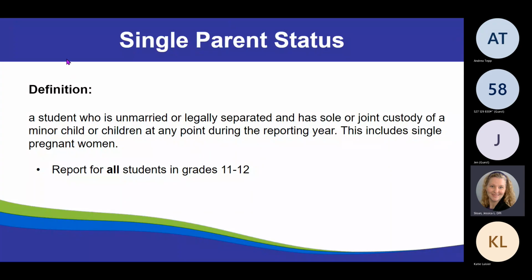All right, you should be seeing my screen for single parent, and single parent is part of the Carl Perkins data collection. Single parent status is for students in grades 11 through 12 for federal data reporting like Carl Perkins. The definition of a single parent is any student who is unmarried or legally separated and has sole or joint custody of a minor child or children at any point during the reporting year. This includes single pregnant women.